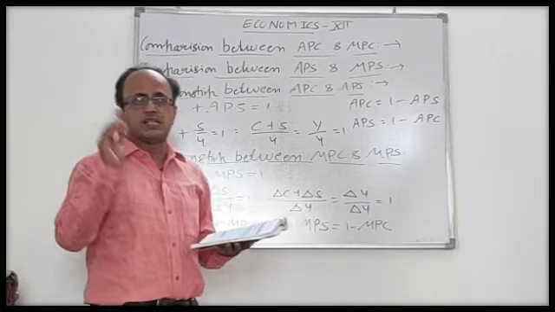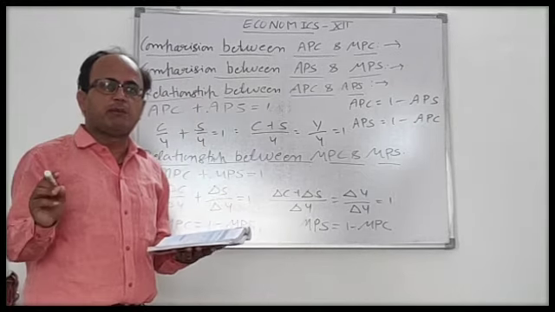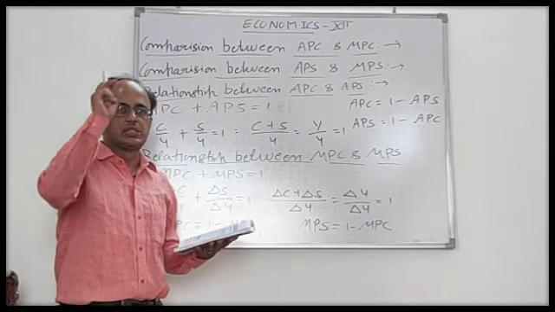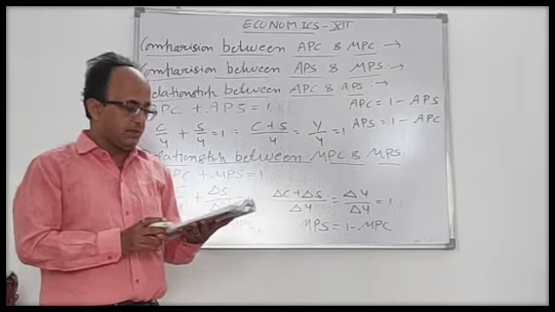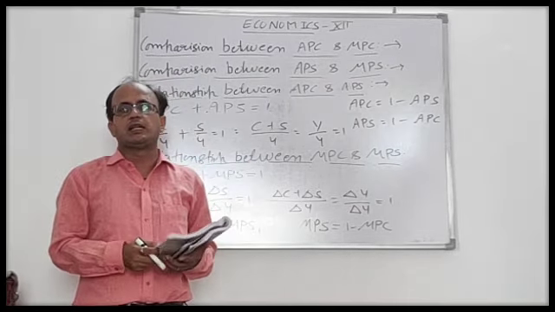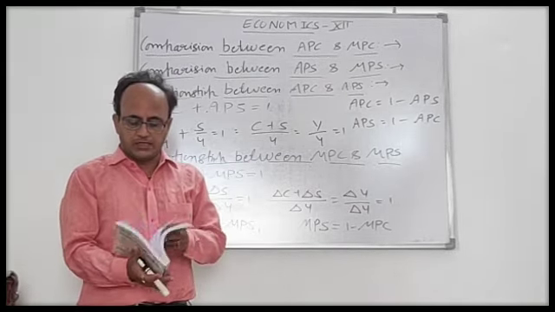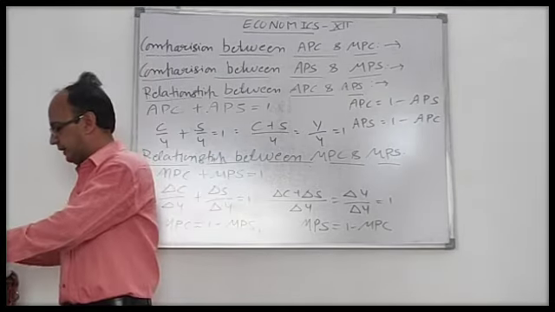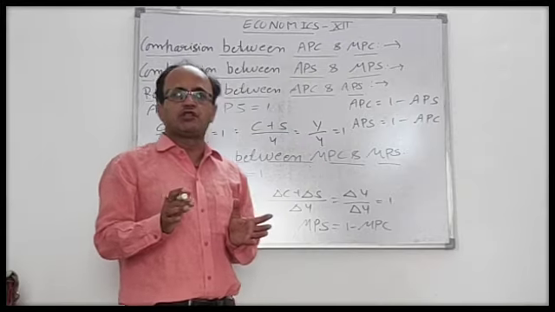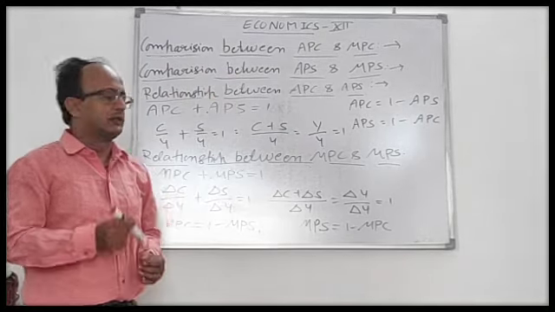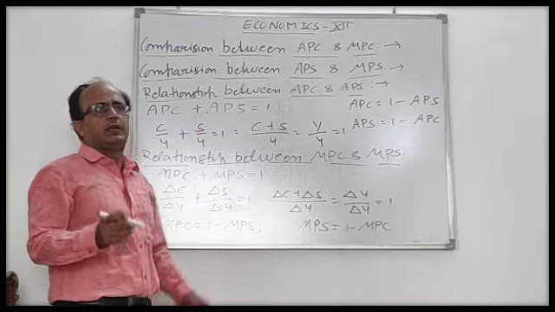The final difference is of formula. How do you find APC? APC equals consumption upon income, or C upon Y. But MPC equals change in consumption upon change in income, or delta C upon delta Y. So that's the comparison between our consumption function, our APC and our MPC.